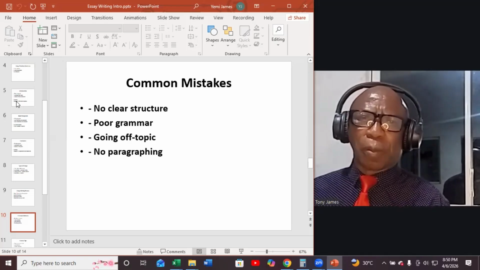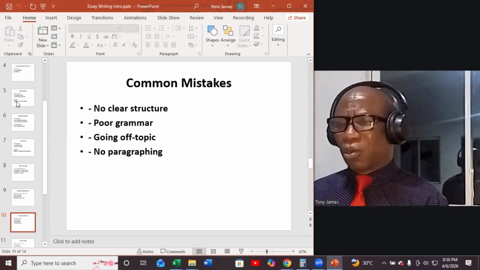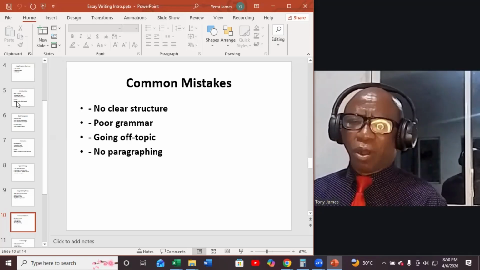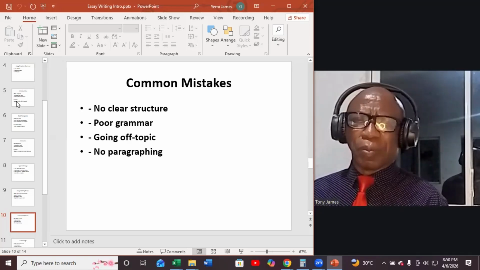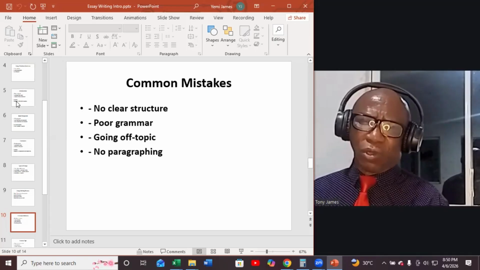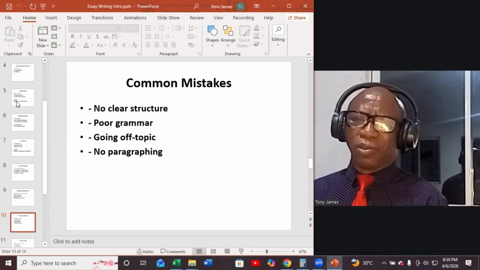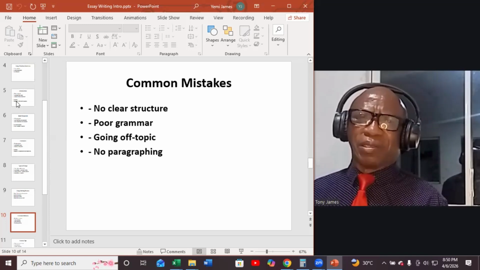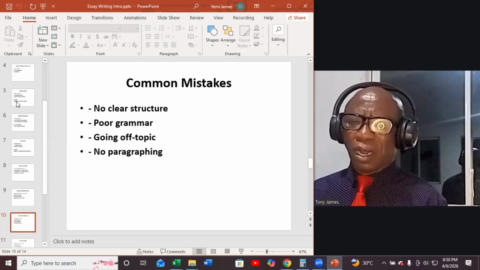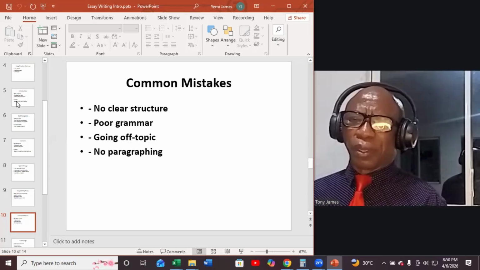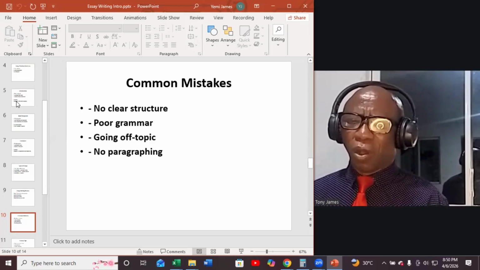When you write off topic, a lot of factors can contribute to it. Number one, if you don't have a clear structure, you are going to write off topic. If you don't plan your essay, you are going to write off topic. Many reasons, many factors bring about writing off topic, and students should guard against all this.